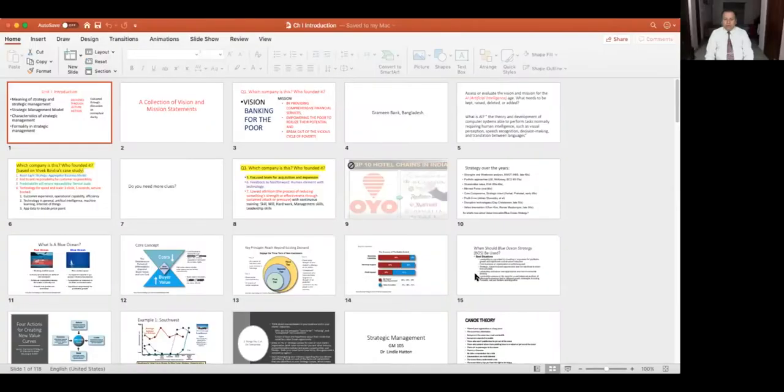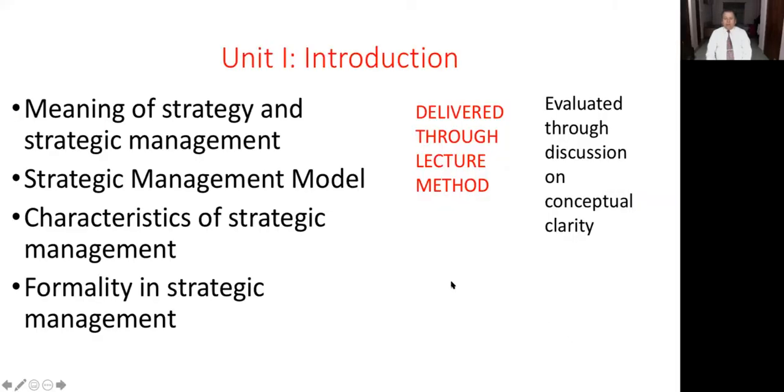We'll break the videos into two lectures. This is a long introduction in a sense. If I can combine this in one lecture, I will be very happy. But if I miss the flow, I will be getting to the two-lecture mode. But let's see how far we can go. So in Unit 1, we will be discussing the introduction. And in the closing of the first lecture, I gave the idea of the meaning of strategy and strategic management, the model, characteristics of strategic management, formality in strategic management, and everything.